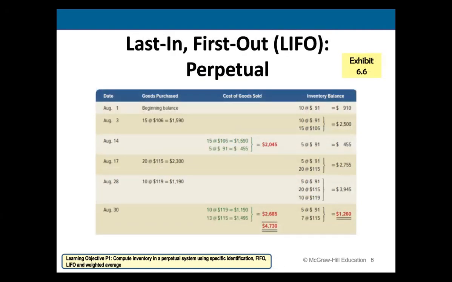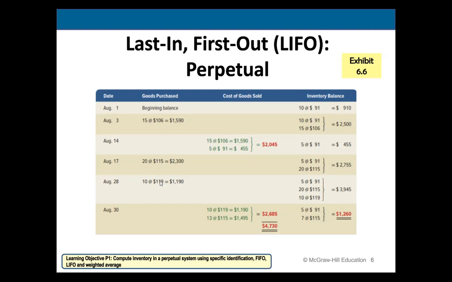So here's last in, first out. And again, I'll try to go through it quickly. Stop me if you have a question. But again, we have 10 units at the beginning of the month. We buy 15 more. So now we have 25 units. And then on August 14th, we make a sale. And again, our question is, well, which units am I selling? So with last in, first out, we're going to assume always that what we're selling is the most recently purchased units. So if we sold 20 units, we would think, oh, I sold all 15 of these $106 units plus 5 of the older units. So 15 at 106, 5 at 91 gives us a cost of goods sold. And the 5 that are remaining are still the older units.